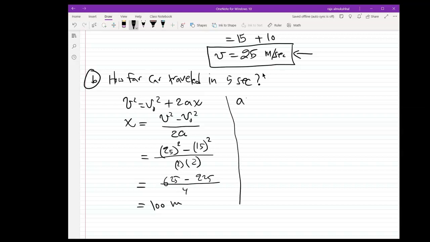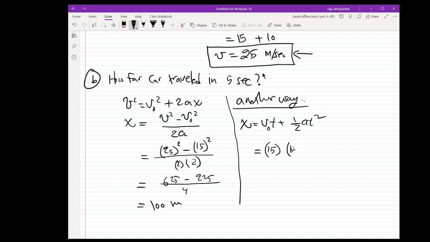Another way of doing it is to use kinematic equation number 3, which says x equals v naught t plus 1/2 a t squared. We should get 100 as well. So we have v naught, that's 15 times 5 seconds, plus 1/2. a is 2, t is 5 squared.